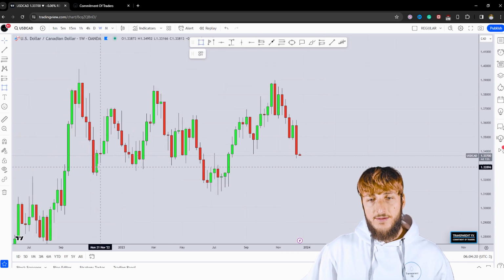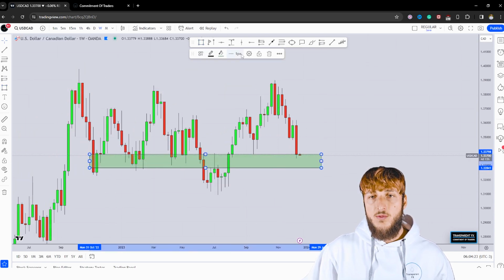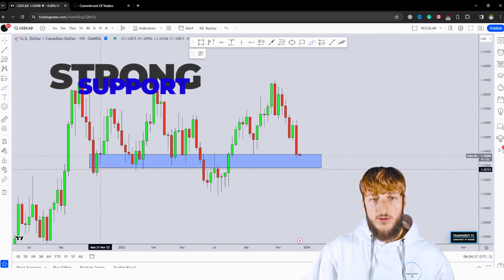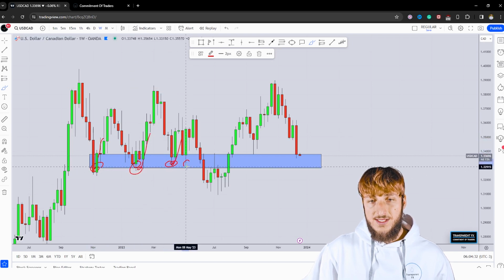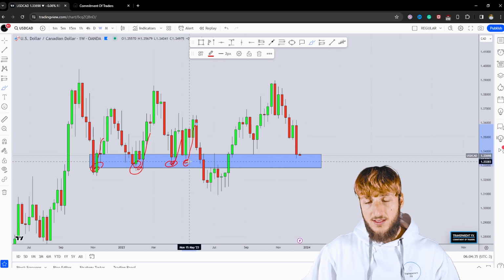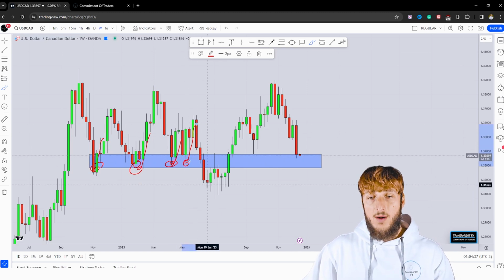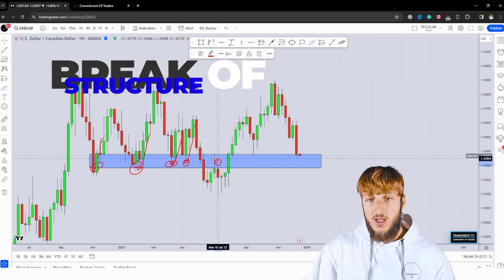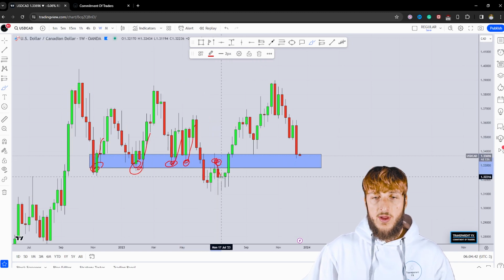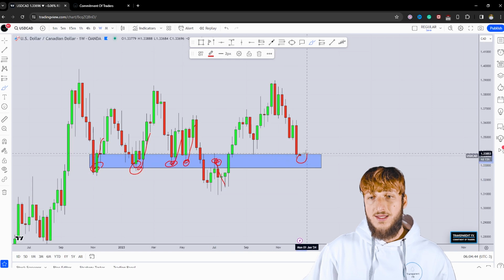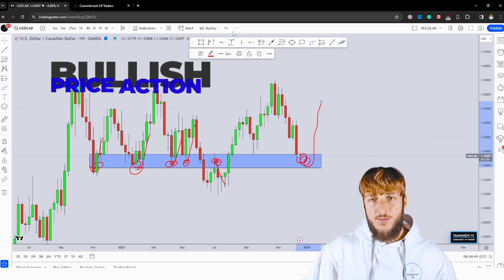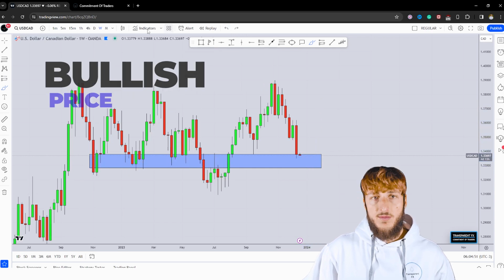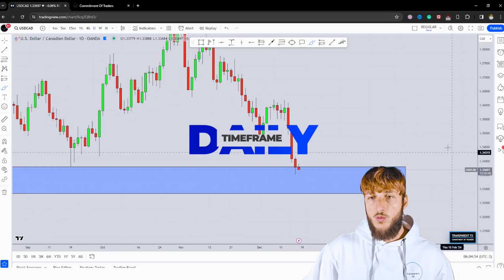Now, if we look here on the left, we can see that this area was anyway respected quite clearly, first as support around here, again as support here, and we can see how multiple times this area was tested as support and respected as support. We had then a break below the zone, the retest here, in which the market respected this area as resistance, and now we are testing the area as support, and we could expect a potential rejection to the upside away from this area. Dropping down on the daily time frame, what do we see?